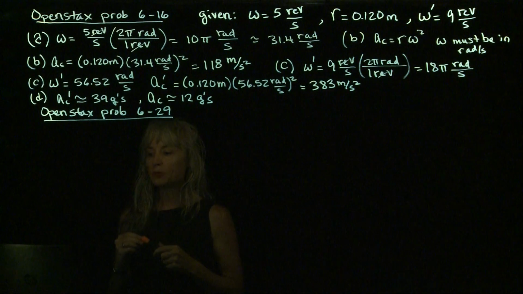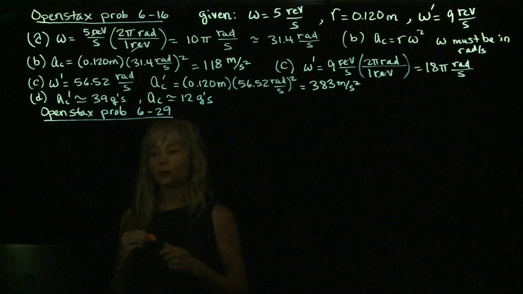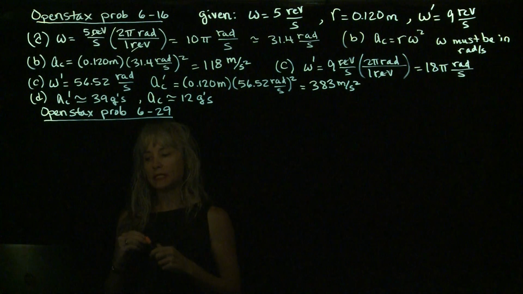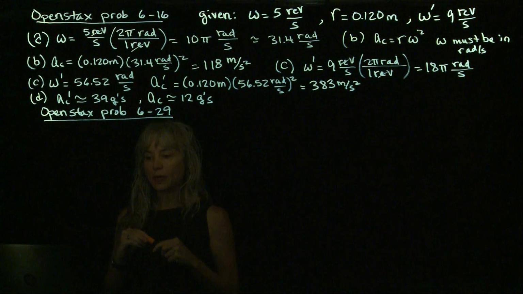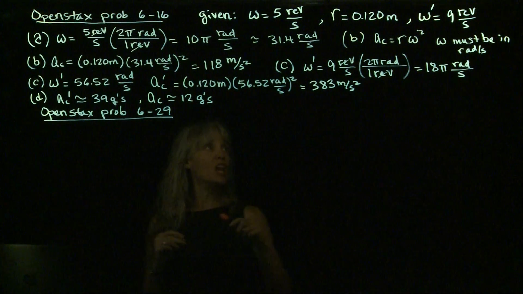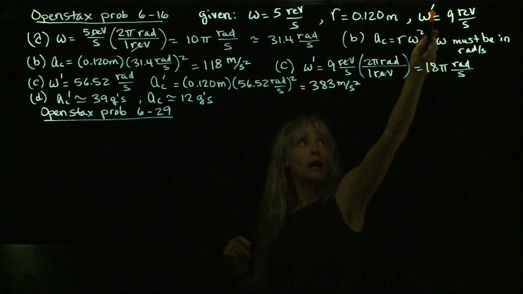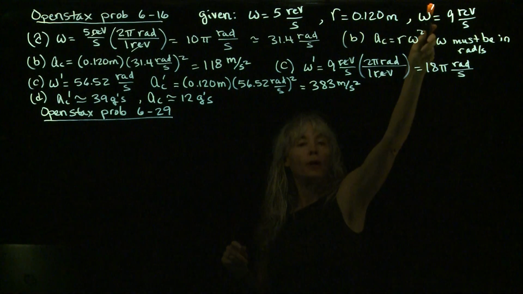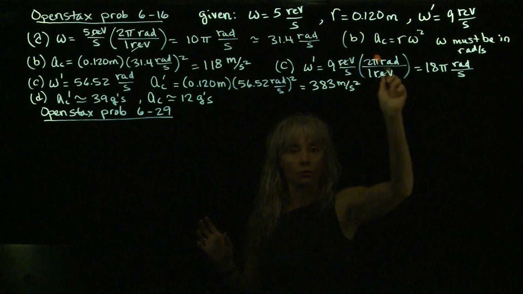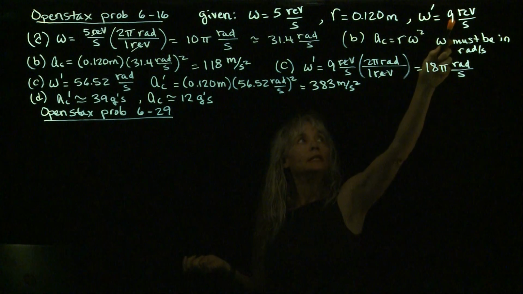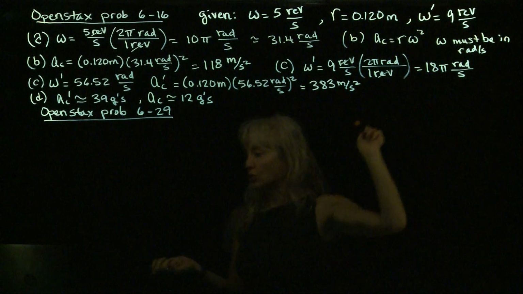C, an exceptional skater named Dick Button was able to spin much faster in the 1950s than anyone, about 9 revolutions per second. So this is a different angular velocity. This is for Dick Button. I'm putting a prime on it to distinguish it from this angular velocity. They're not the same, obviously. So he was able to spin at 9 revolutions per second.